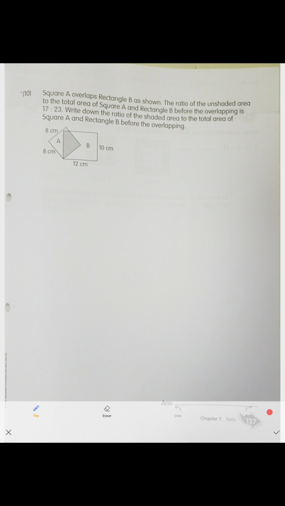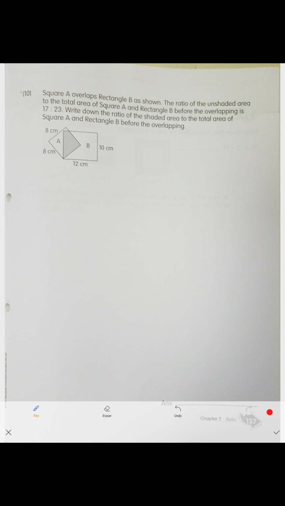Okay, last problem here, problem 10. Square A overlaps a rectangle B as shown. The ratio of the unshaded area to the total area of square A and rectangle B before the overlapping is 17 to 23. Write down the ratio of the shaded area to the total area of square A and rectangle B before the overlapping.